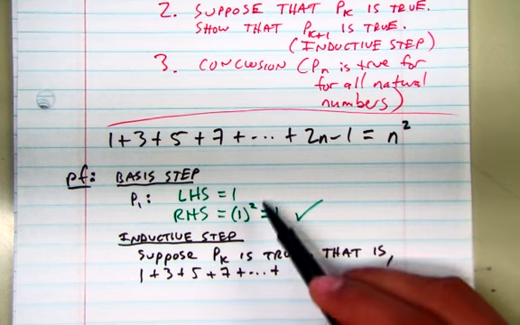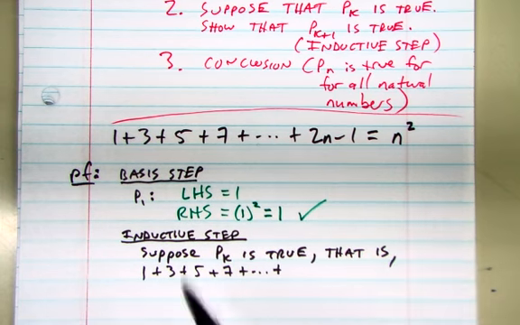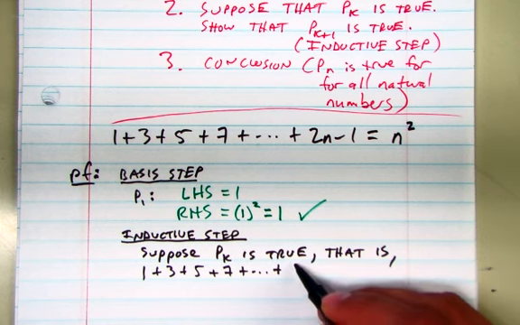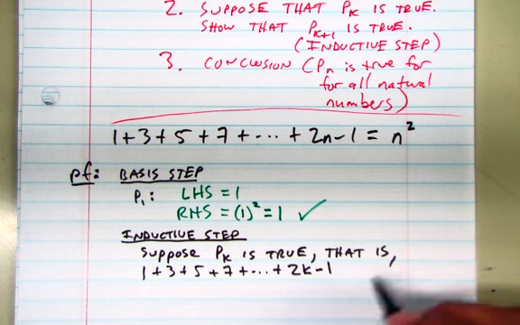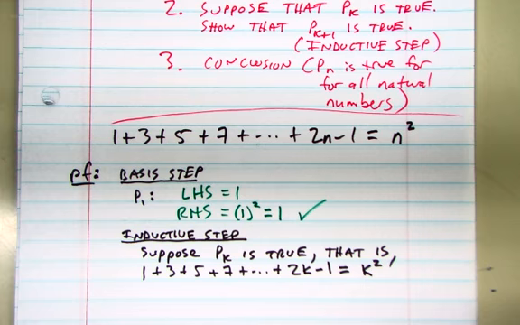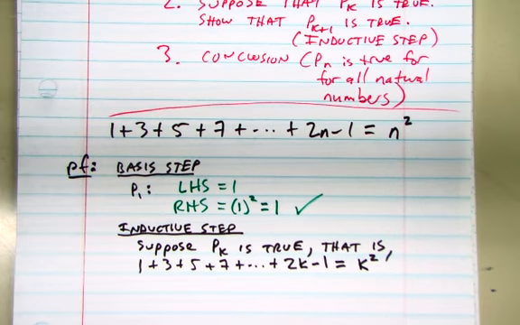So if we're saying that, hey, this thing works for k, then really what that means is that if I take the first k odd numbers, so all we're doing is literally replacing n with k, that I should get on the right-hand side not 1 squared, but now k squared. Okay, we're assuming that this works. Okay?